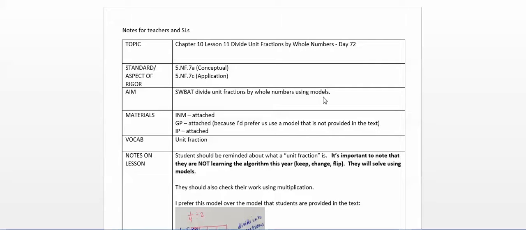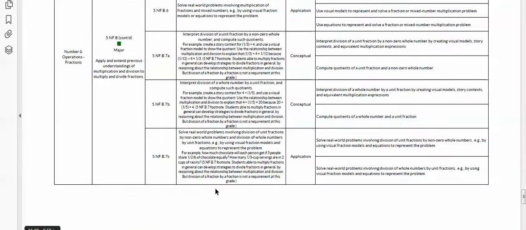So yesterday what they did was divide a whole number by a unit fraction. Today we're taking the unit fractions and dividing them by whole numbers. I'm going to open up the standards guide so that you can read these two standards. Again, it was 7a and 7c. Go ahead and pause the video right now if you want to reread these standards.